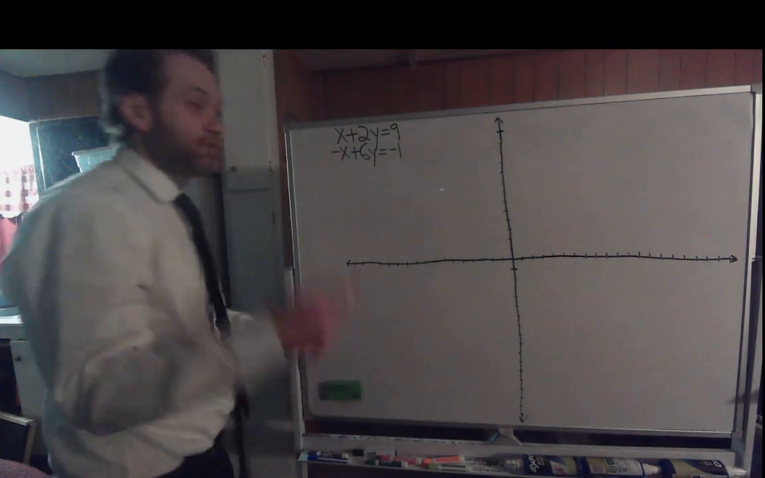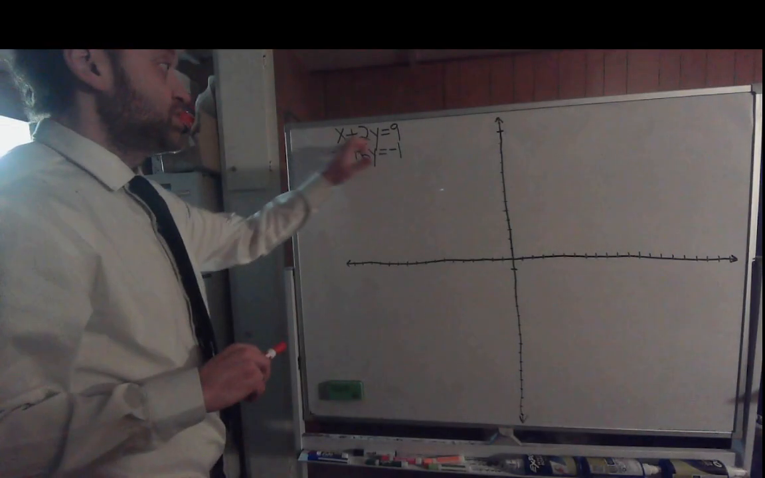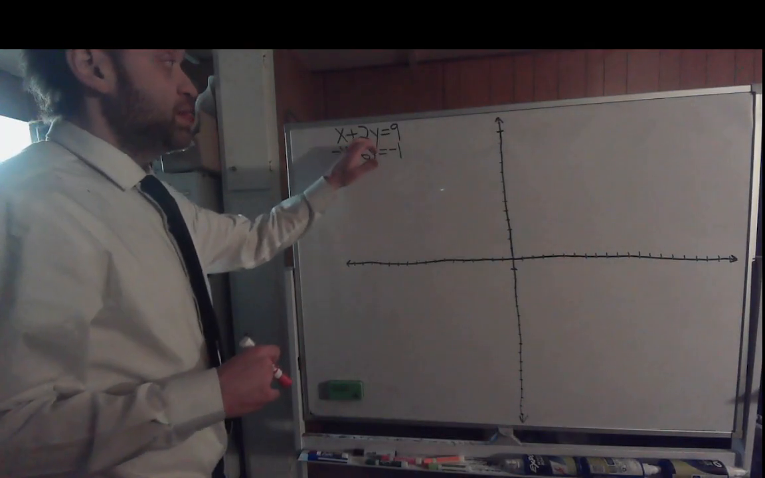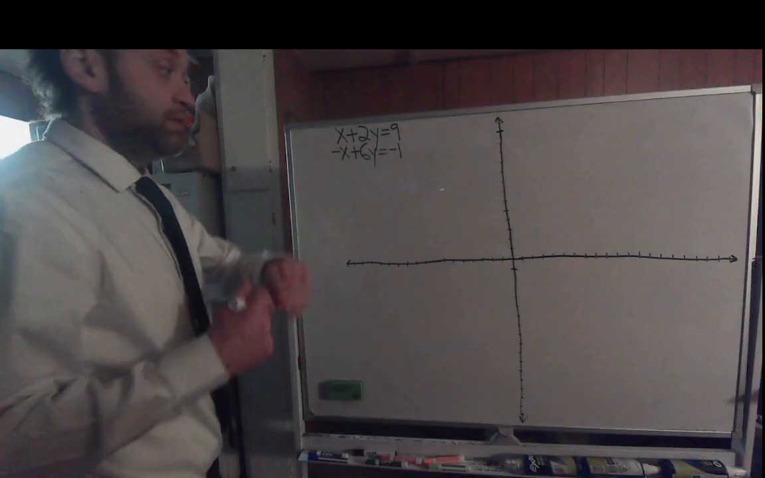Well, we'll plot the first line in red ink, x plus 2y equals 9. So find your x-intercept, set y equal to 0, you would get x equals 9. So find 9, 0. 1, 2, 3, 4, 5, 6, 7, 8, 9, 0. There is your x-intercept.